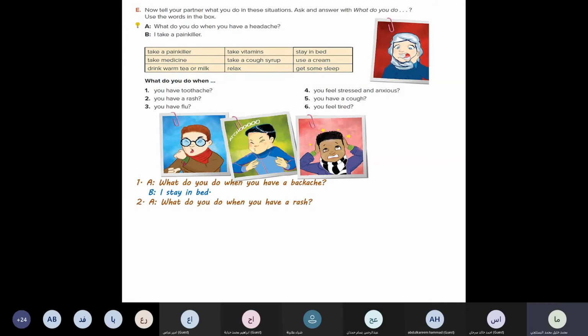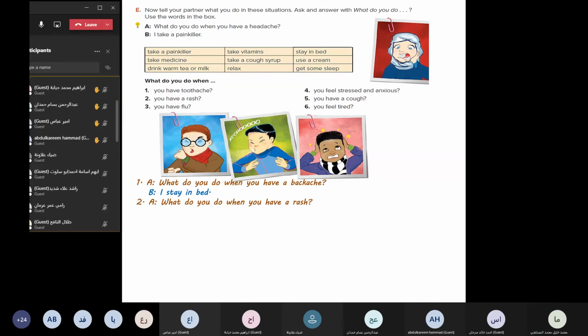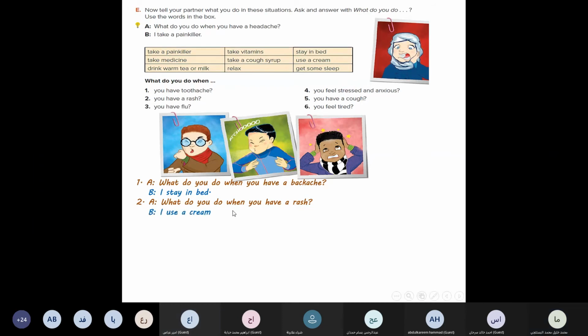Now, what do you do when you have a rash? What do you do when you have a rash? Use a cream. Good. Yes, I use a cream. Very good. Rash, I use a cream. What do you do when you have, for example, flu? I take medicine and stay in bed. Take medicine and stay in bed.